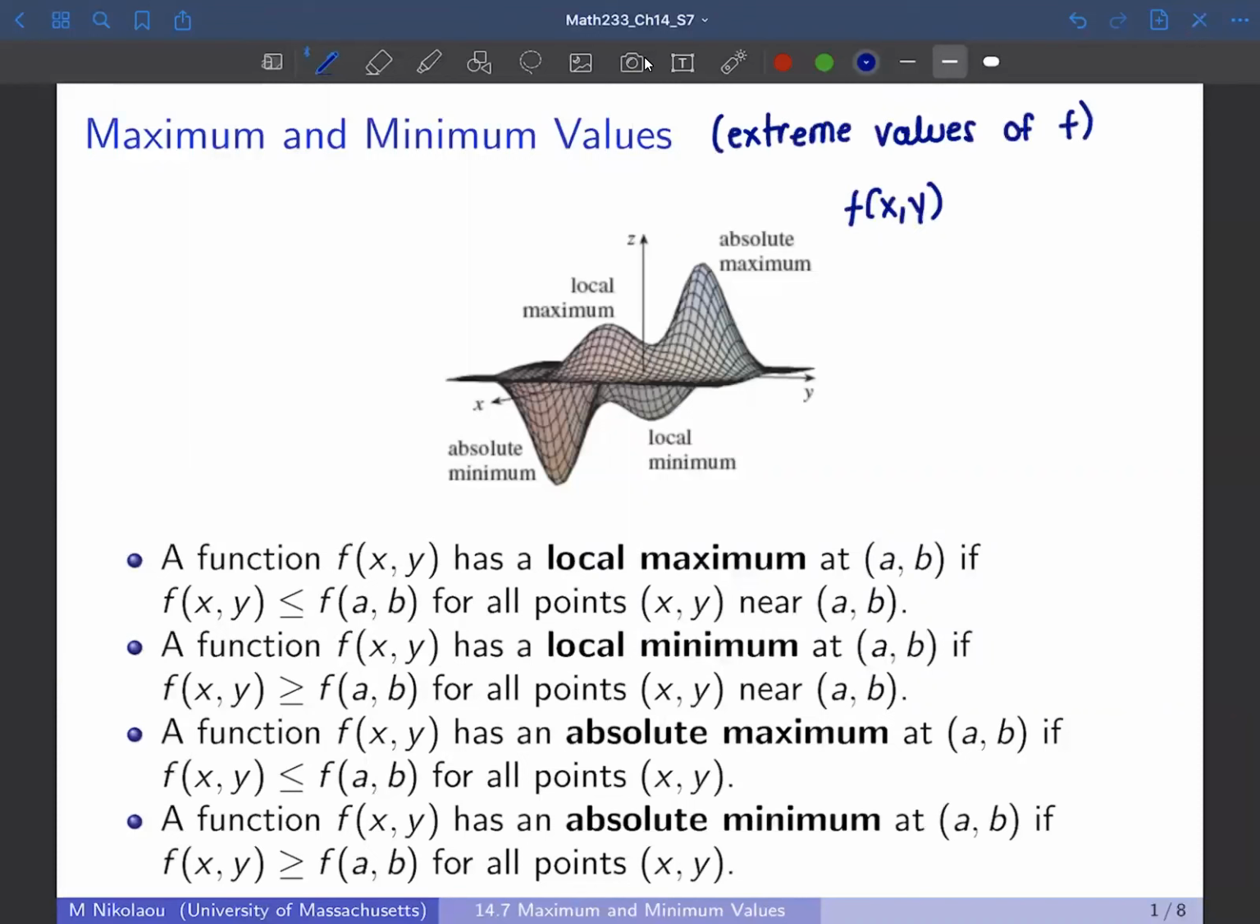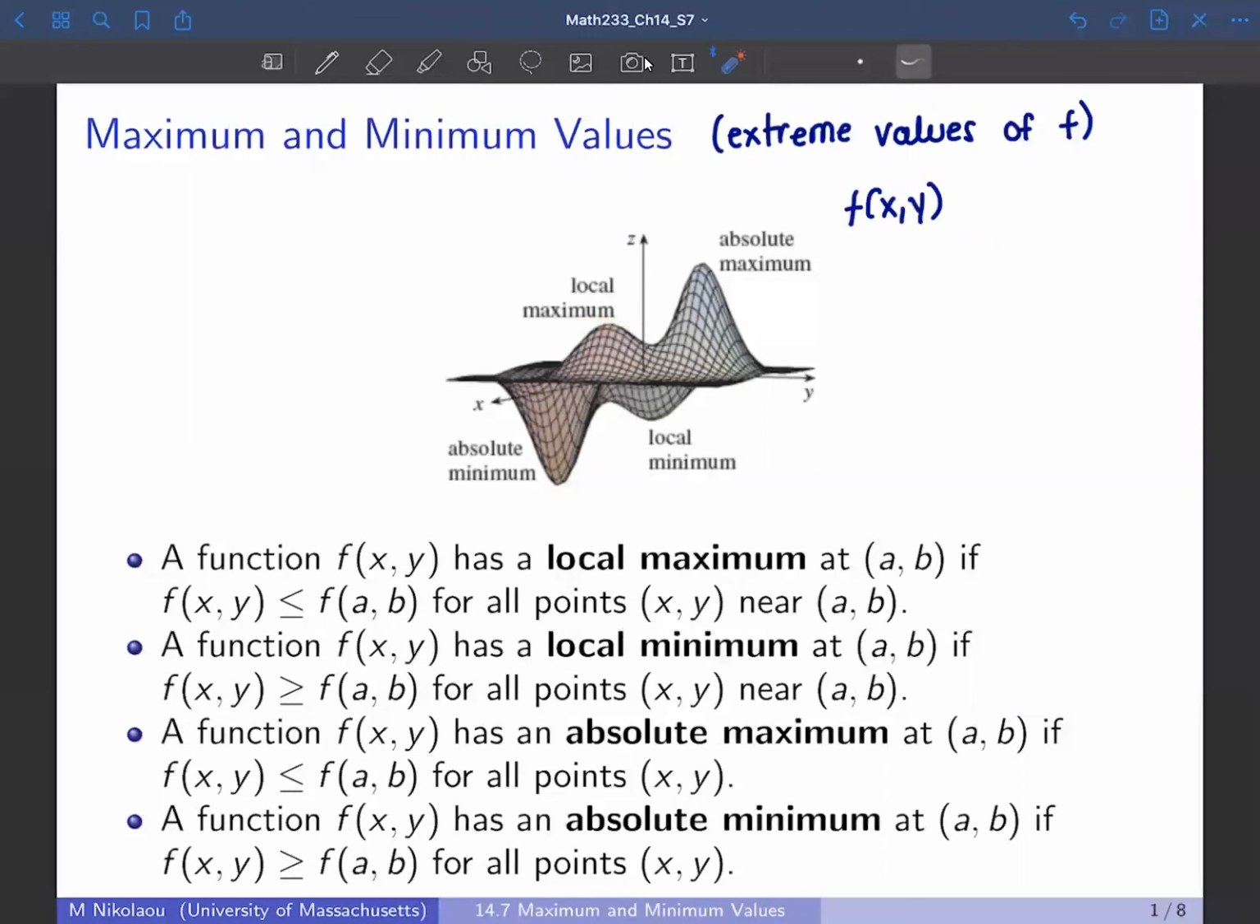That function has a local maximum at a point a, b if for all points x comma y near the point a, b, the value of the function f is less or equal to the value of the function at that point a, b. Near means all the points that are in the neighborhood of a, b. In the graph that we have, this corresponds to a local maximum of the function f of x comma y.